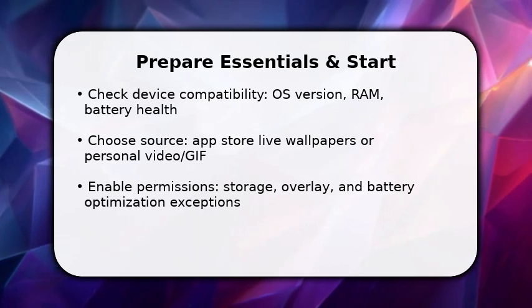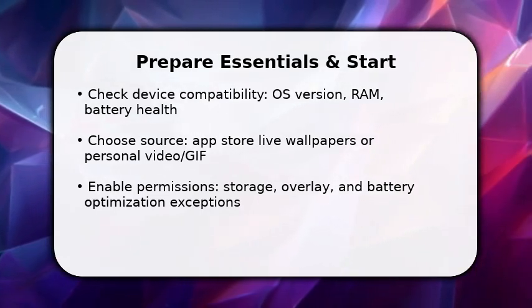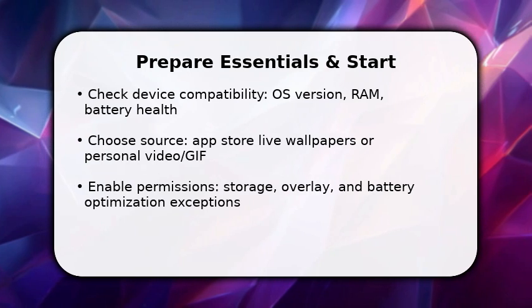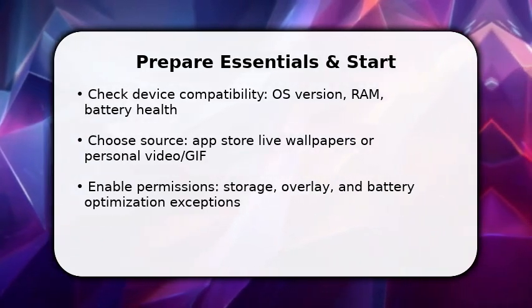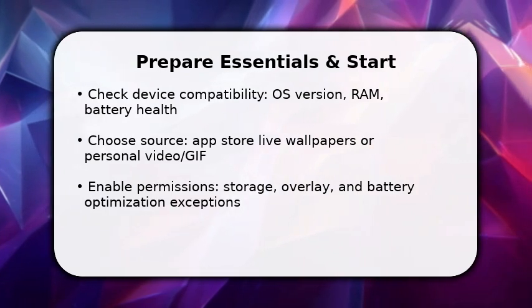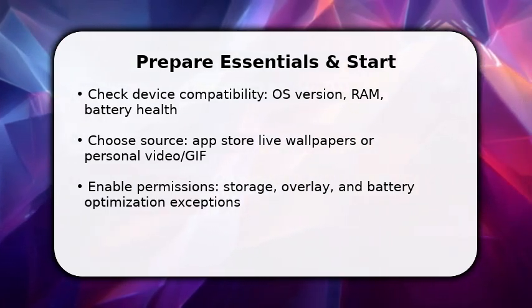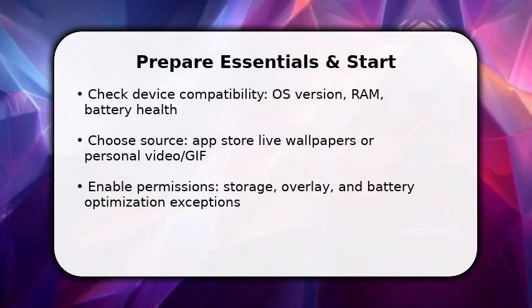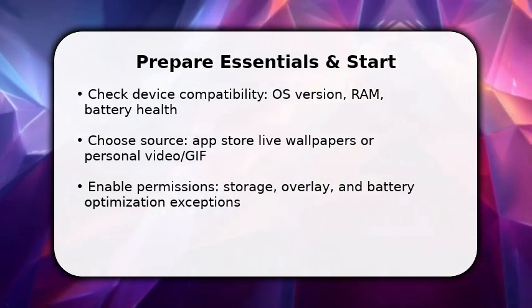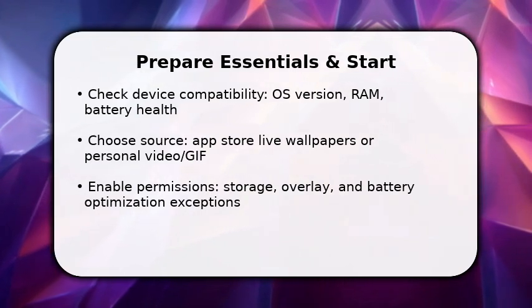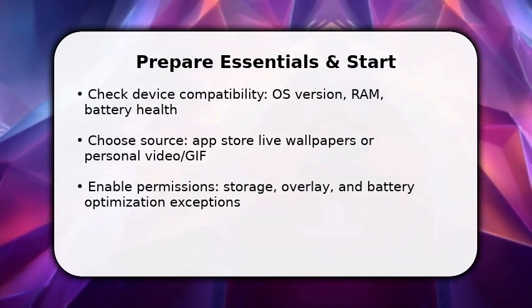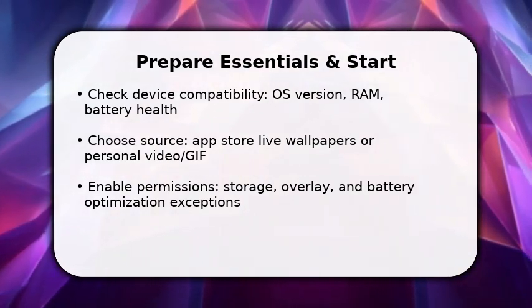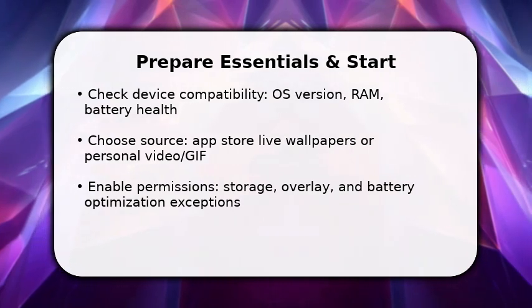You begin by confirming compatibility and gathering assets. Open settings to check OS and free storage. Make sure battery optimization won't kill the wallpaper. Next, pick your source, an app, a video file, or an animated GIF, so you know the format you'll use. Once done, install the chosen app or move your media to a clear folder and grant storage and overlay permissions. This immediate setup avoids interruptions later and gets you ready for configuring the live wallpaper.